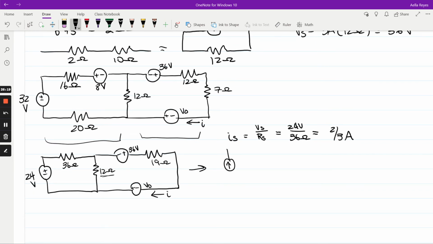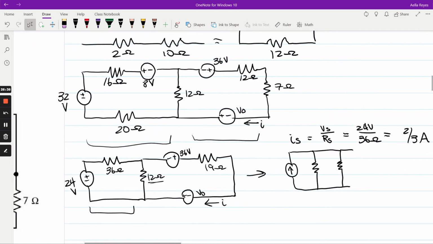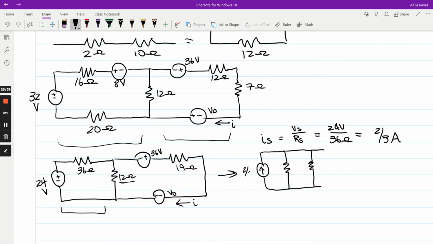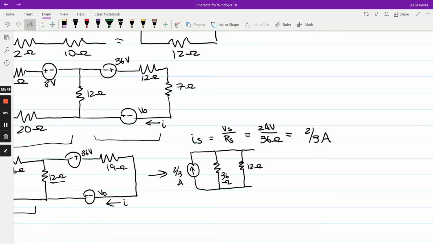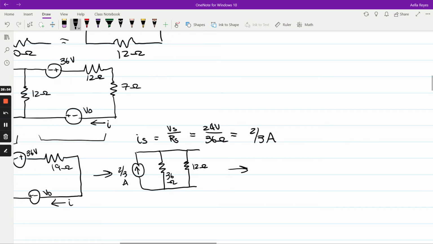So now this is a current source in parallel with a resistor. I'm only going to draw the left side, actually. I'm only drawing this left mesh to make it easier so that we can focus on one thing at a time. So this is 2/3 amp, this is still 36 ohms, and this is still this original 12 ohm resistor.